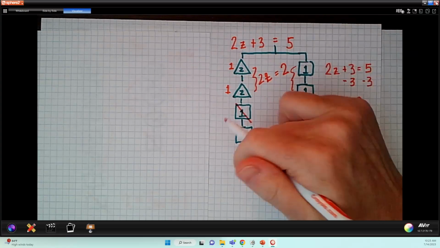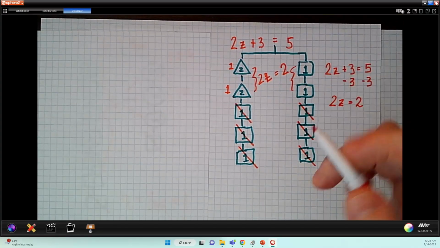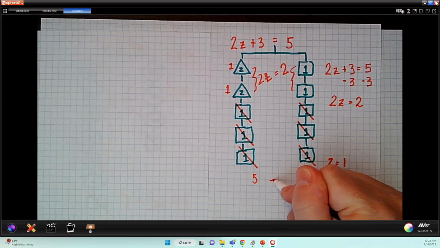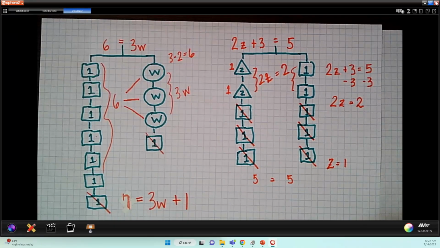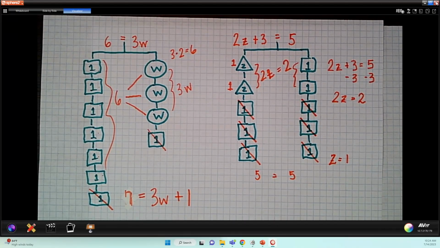1, 2, 3, 4, 5. 1, 2, 3, 4, 5. On each side of the scale, I have 5, so I know my Z is equal to 1. Again, the hanger balances are just another visual to help students solving equations.